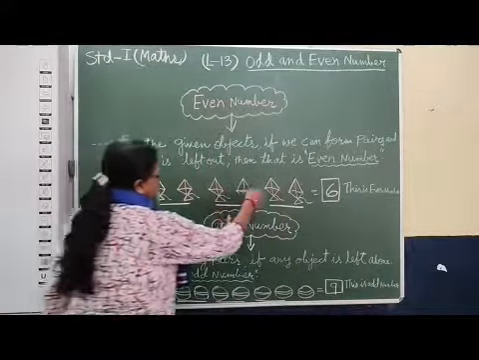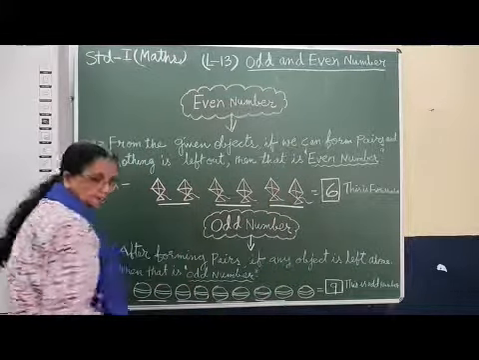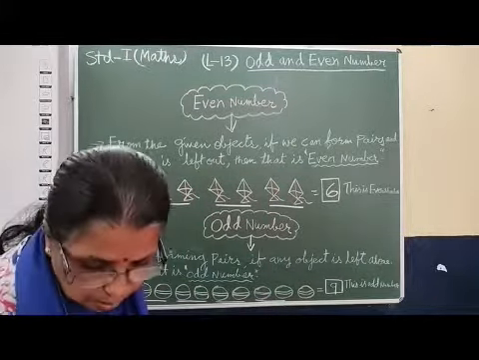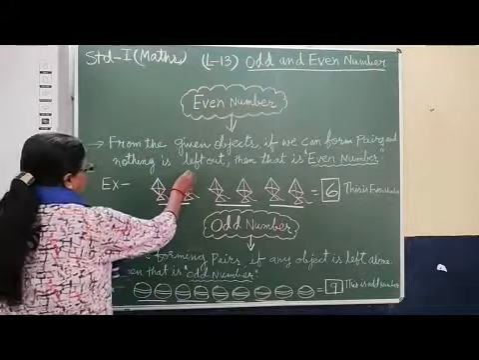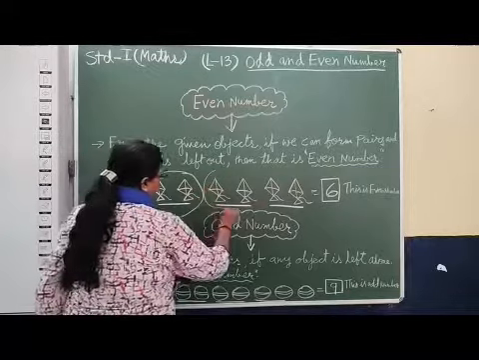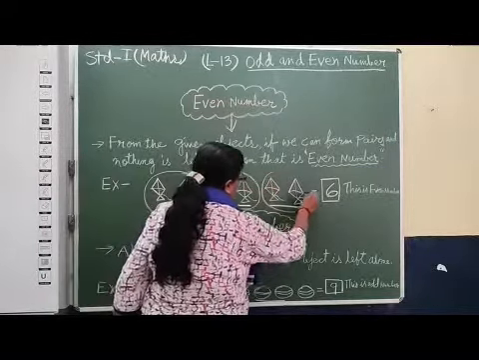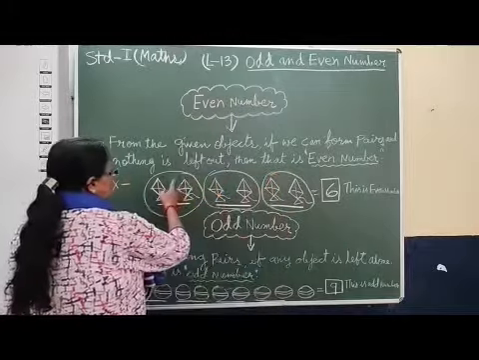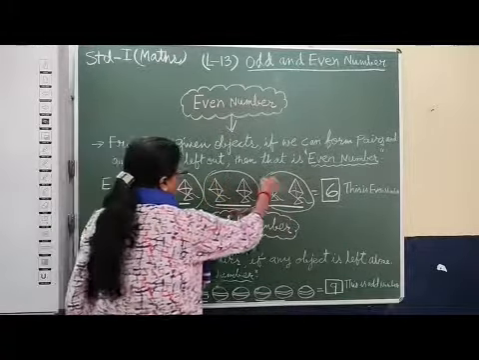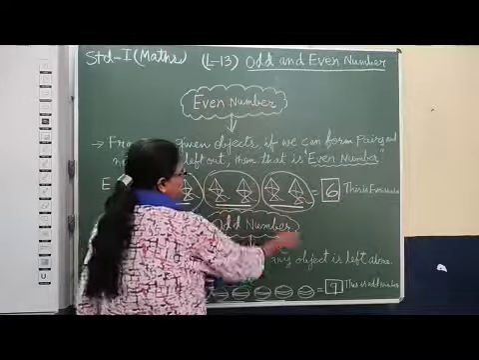1, 2, 3, 4, 5, 6 kites are there. So, these two make one pair. You can see here, these two make one pair, these two make another pair, these two make the other pair. So how many pairs are here? One pair, two pairs, three pairs. Total number 6. 6 kites are there.